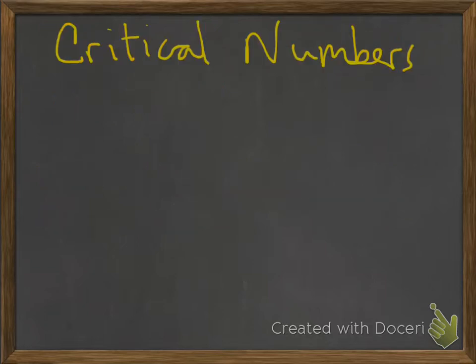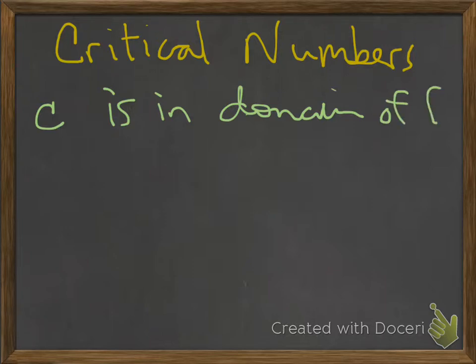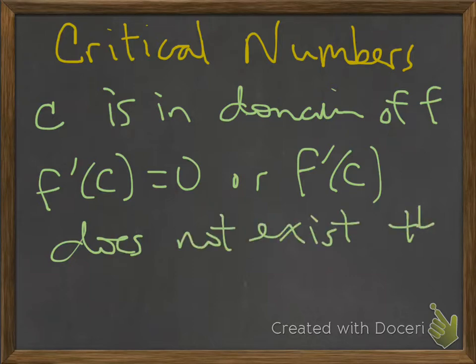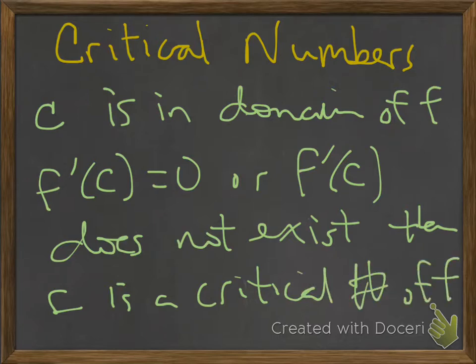And then we got into critical numbers. Just to give you the highlights of this: if c is in the domain of f, and f prime of c is 0, or f prime of c does not exist, then c is a critical number of f. I'm going to abbreviate there because I'm running out of space. So the key thing here is that the function has to be defined at c. And then if the first derivative is equal to 0 or the first derivative does not exist, then c is a critical number for f.